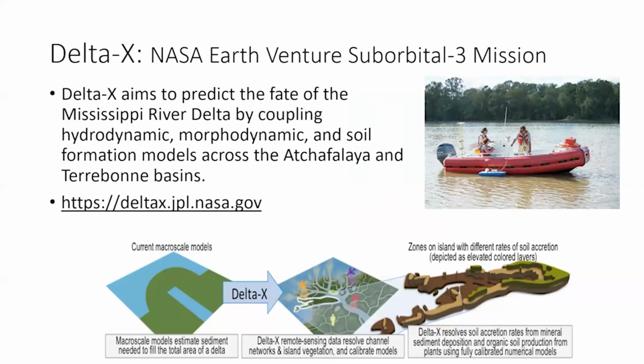If you're not familiar with Delta X, it's a NASA suborbital mission, which means that in 2021, we had 2 large field campaigns, which included collecting a lot of in situ data of soil, water, vegetation, as well as flying 3 different aircraft that will eventually have something similar in space in satellite form. And this project is wrapping up now, and we're in the process of building and validating some numerical models, which look at hydrodynamics, morphodynamics, and some carbon and marsh accretion.